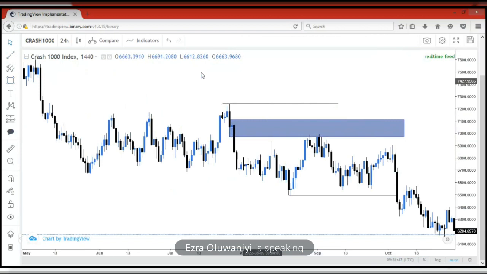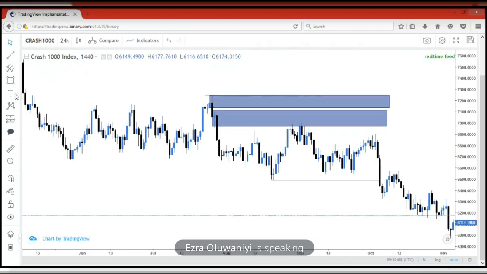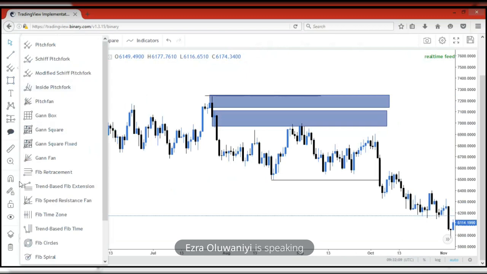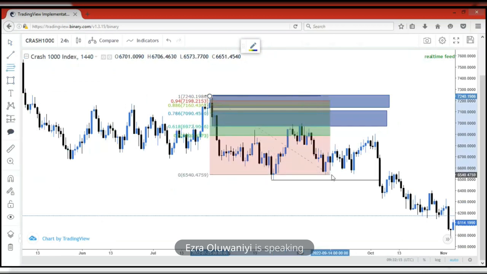The one above is also a valid supply zone. Now, first of all, before you decide that that is valid, it must be around your premium level. My Fibonacci only has 50% and above, so you should be able to confirm this using your fib. Go to your fib, pick your fib, and check whether they are above the 50 level. If they are above the 50 level, then it can hold. Yeah, perfect, it is above the 50 level.